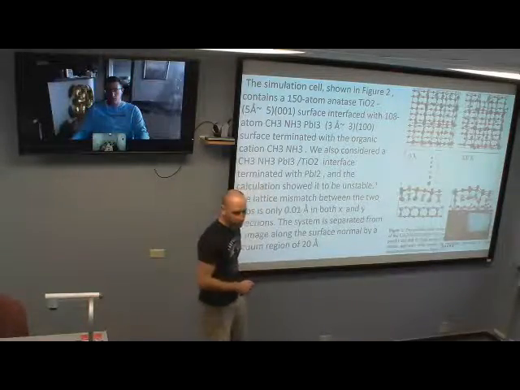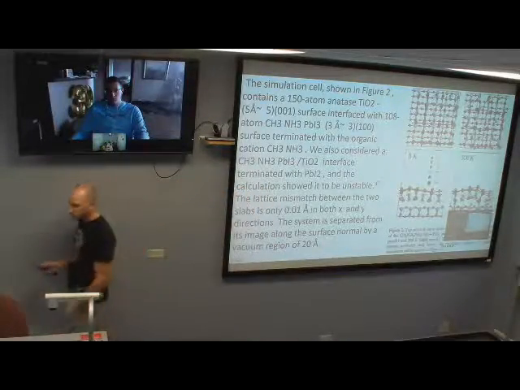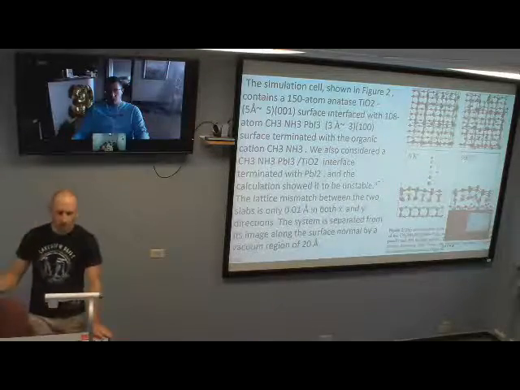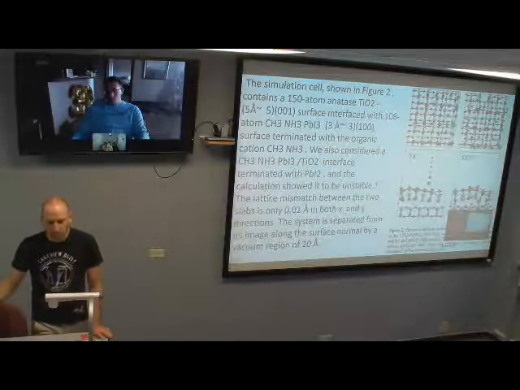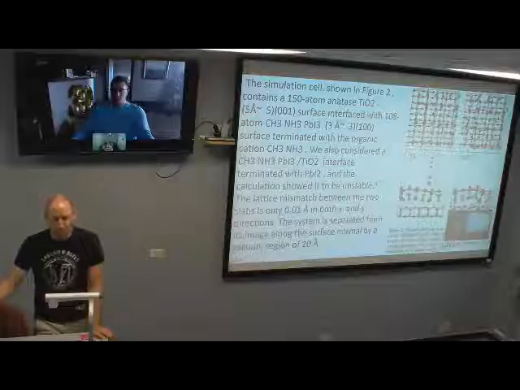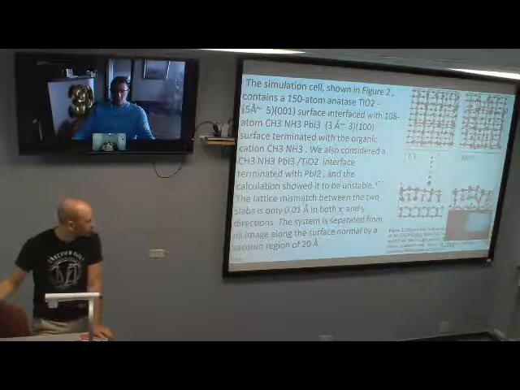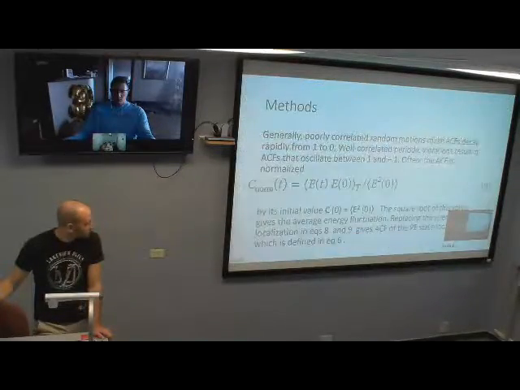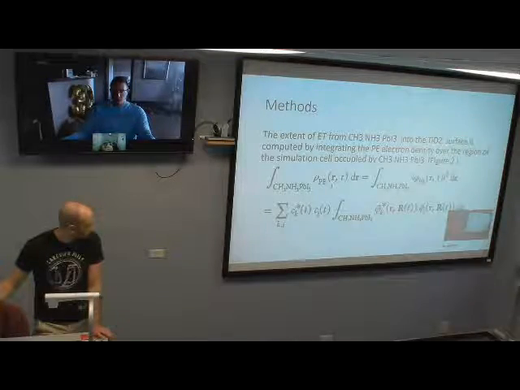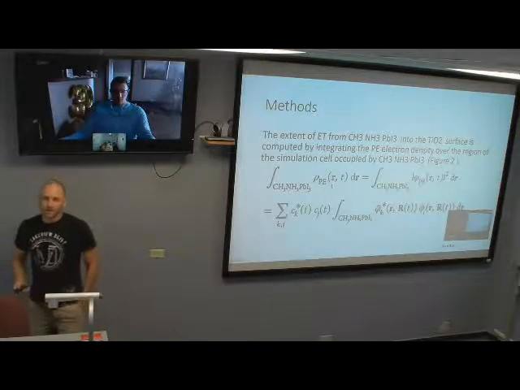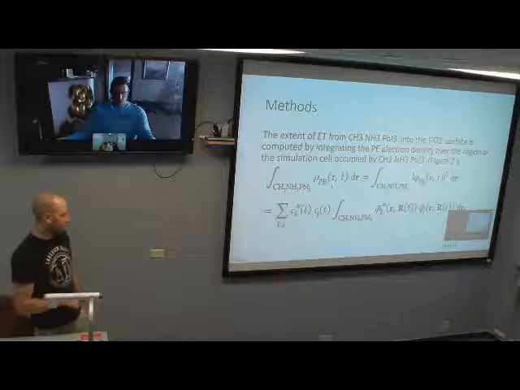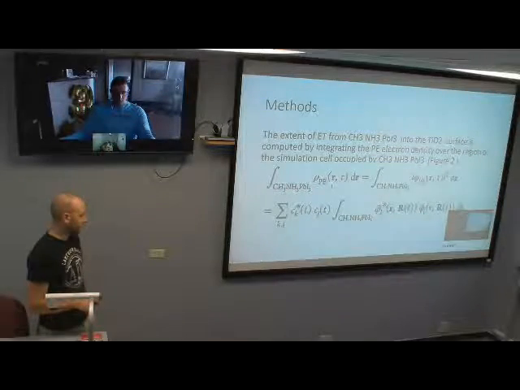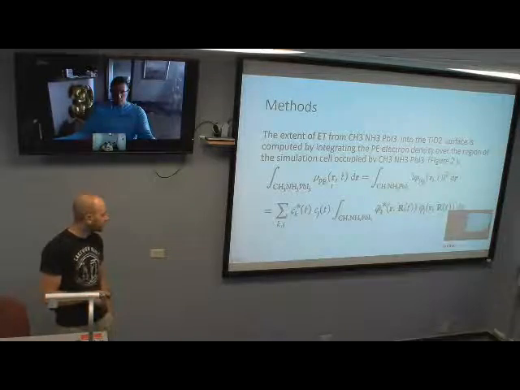Right. And because in this case the system has this kind of layer geometry, it's very easy to separate one from the other just along the z axis. Correct. So they take the integral over the perovskite or the titanium dioxide. I think they just do this and then take one minus it for the titanium dioxide.